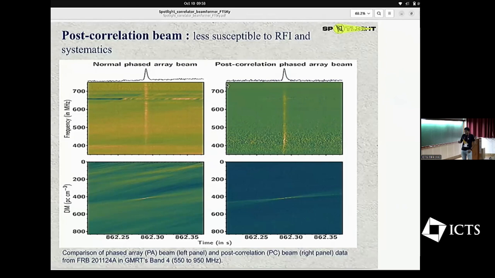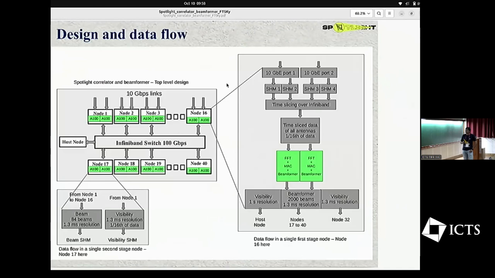So this is about post-correlation. In the post-correlation, how we are forming is we first get the visibility data after correlation, and then we take the cross products and add them without any self. Because of this, we lose some sensitivity, but it gives more because it removes the RFI and other systematics in the chain.